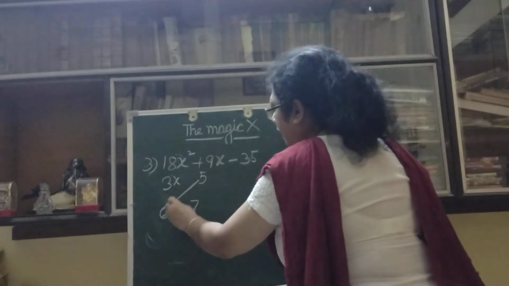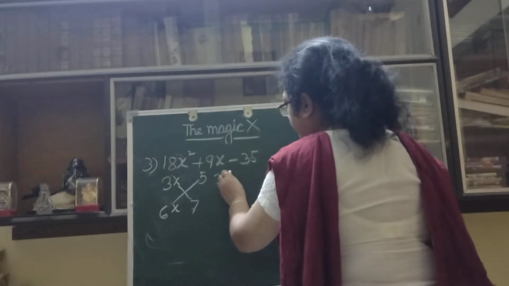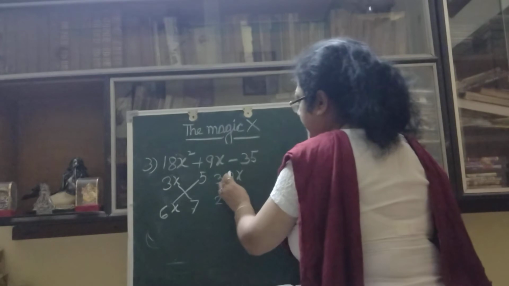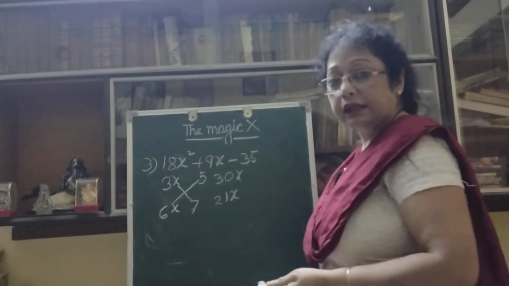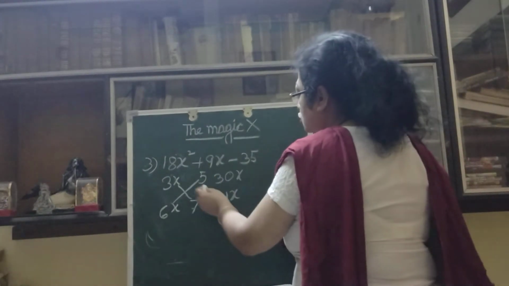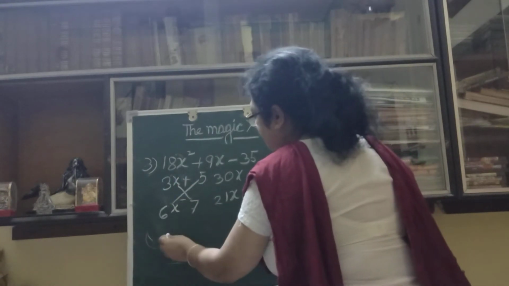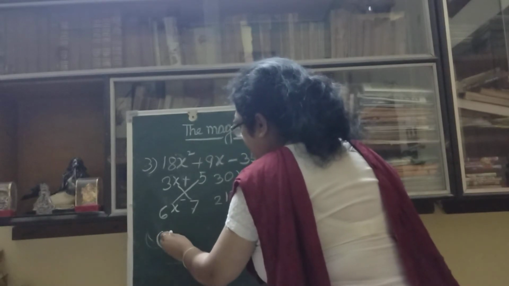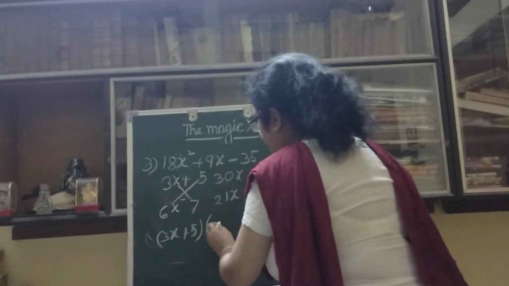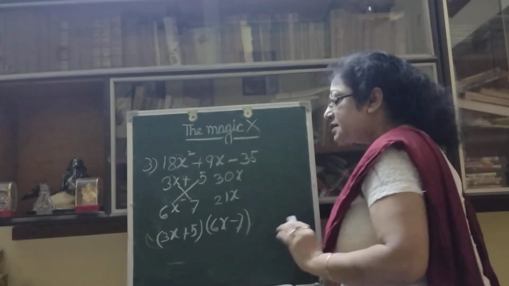Okay. Now, you do the magic cross. What you will get? 30x and 21x. 30x minus 21x equals 9x. So, plus sign is there. So, bigger number we will put plus sign and smaller number minus sign. So, your answer has come 3x plus 5 and 6x minus 7. This much simple.